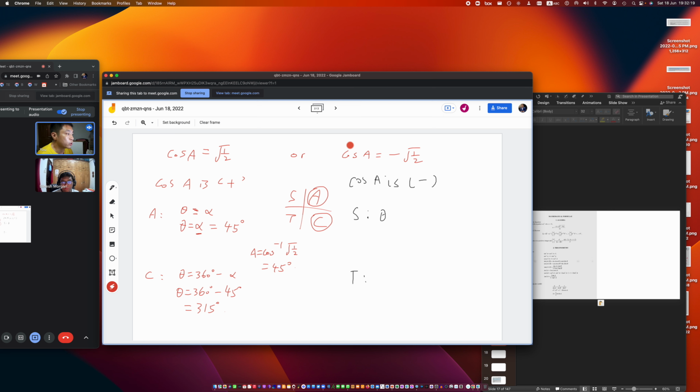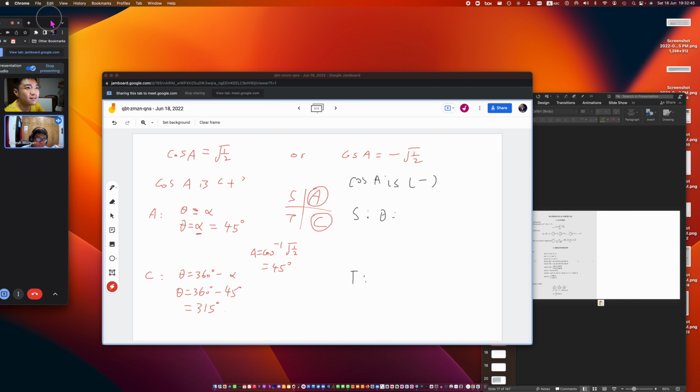We are using degree mode, right? So what's the formula for the S quadrant? Is it 90 plus? You have to memorize it. It's 180 minus. Yes. Okay, you have to get this right. I can't help you if you can't get this right.